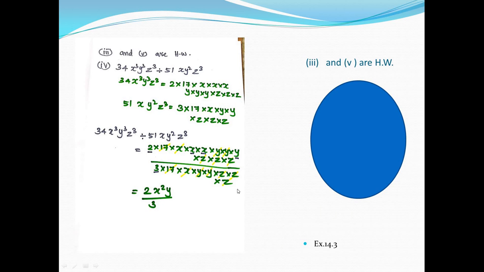Let us move to the next one. Numbers 3 and 5 are your homework. Let us do the fourth one.